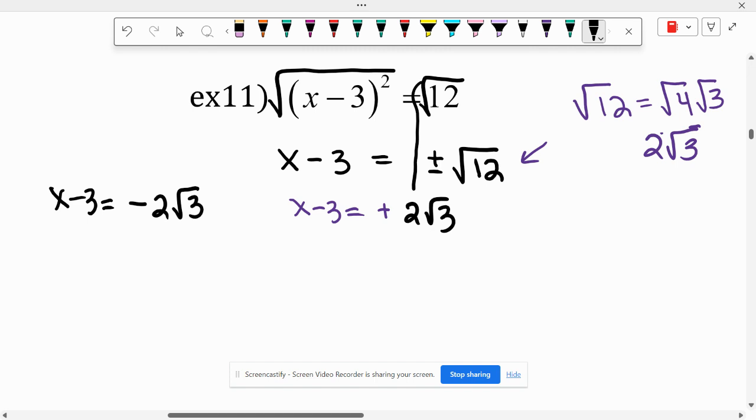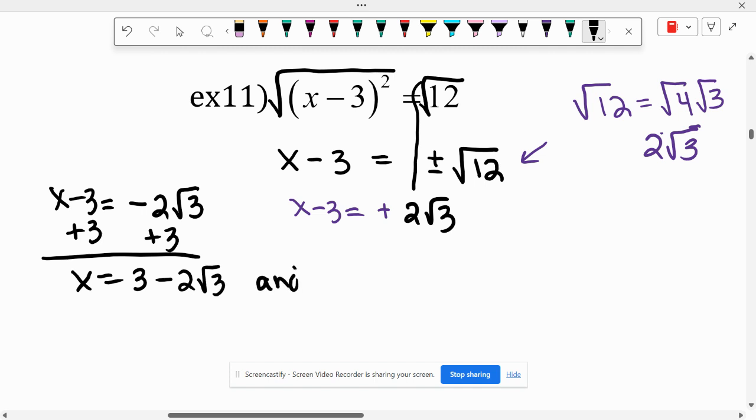Either way, we have to simplify. We have to get that minus 3 gone. I'm going to do that by adding 3 to both sides. So x equals positive 3 minus 2 root 3. And when I add 3 over here, x equals positive 3 plus 2 root 3.